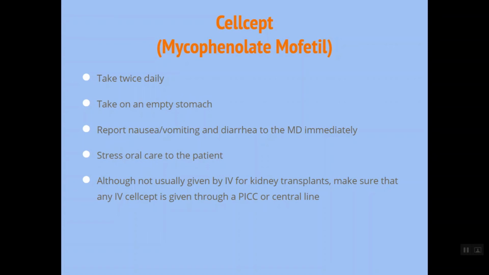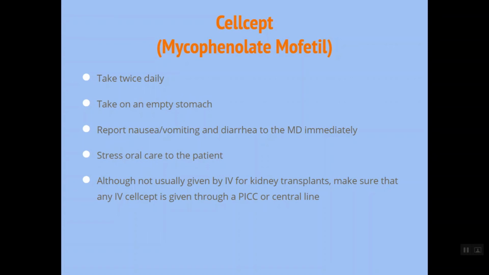As well as with Prograf, you want to make sure to let your physician know if we gave them their Prograf and then we got them up out of bed at 6 a.m. and the patient vomits, they may have not absorbed all the Prograf that they needed. So maybe they're going to need a Prograf level in the afternoon or the morning, and maybe they're going to need to get some more Prograf. You want to stress oral care to the patient with Cellcept.